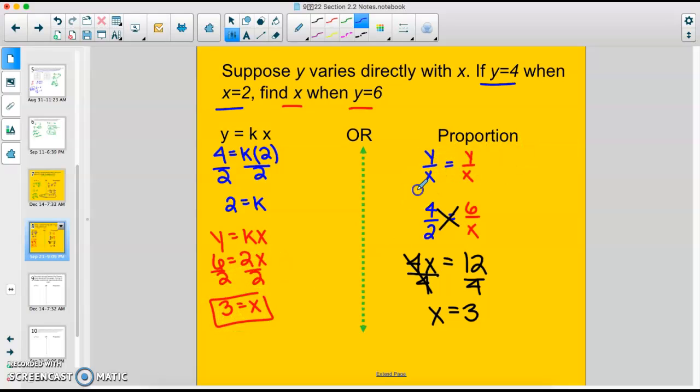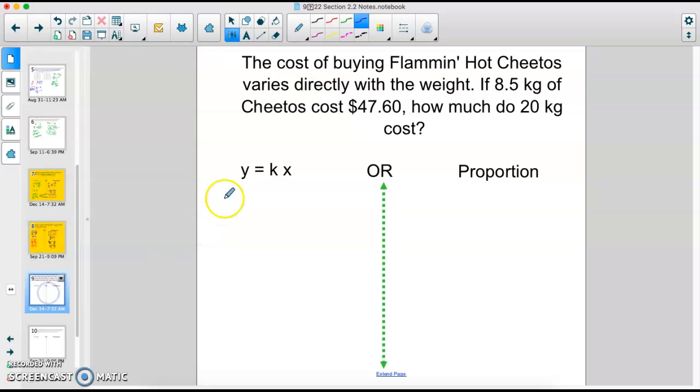Another way you can do it is with this proportion. I love how she wrote it here. It makes it pretty clear. So we know y is 4. We know x is 2. Okay, and then the red ones, we know that y is 6, and we don't know x. We cross multiply, so you get 4 times x equals 12. In order to get x by itself, you divide by 4, and again, x equals 3, just like it did over here. So, two different ways.